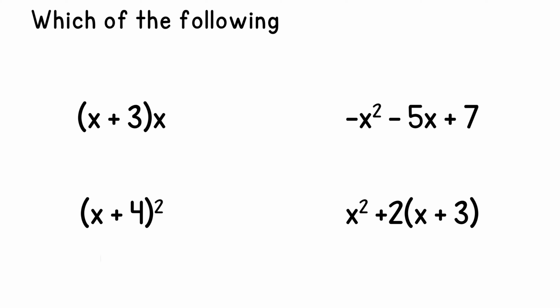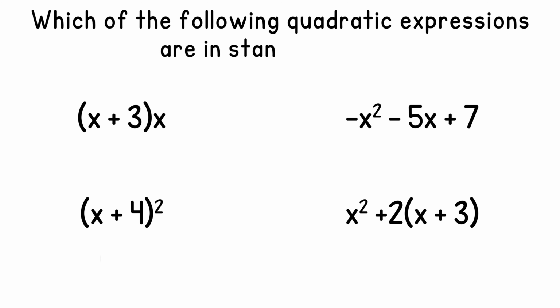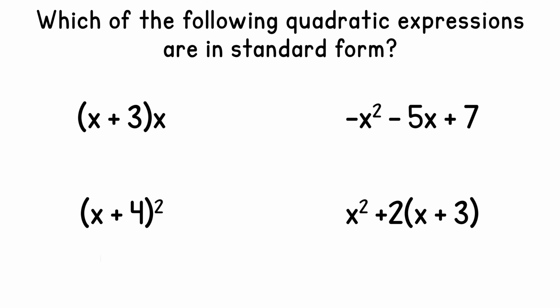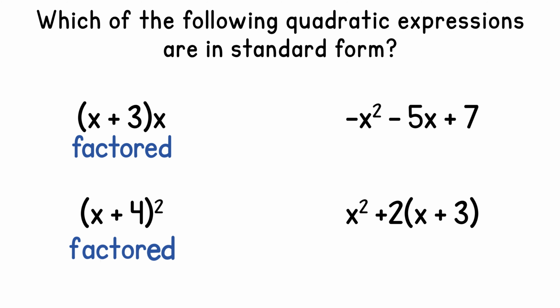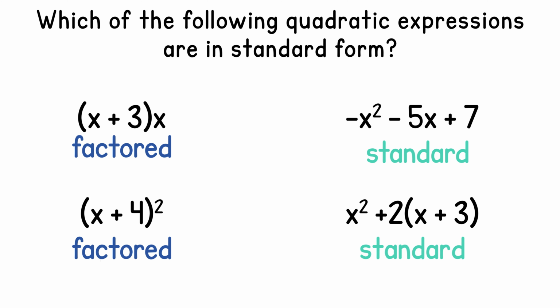In our last example, we're going to decide which of the following quadratic expressions are in standard form. Let's start by looking at x plus 3 times x. This one is a product, so this one is in factored form, not in standard. If we look at the one below it, it's also in factored form because it's multiplying x plus 4 by itself. Now let's look at negative x squared minus 5x plus 7. This one's in standard form because we can see that it's a sum of three different terms. Our last expression is also in factored form because we can see that they're adding different terms.